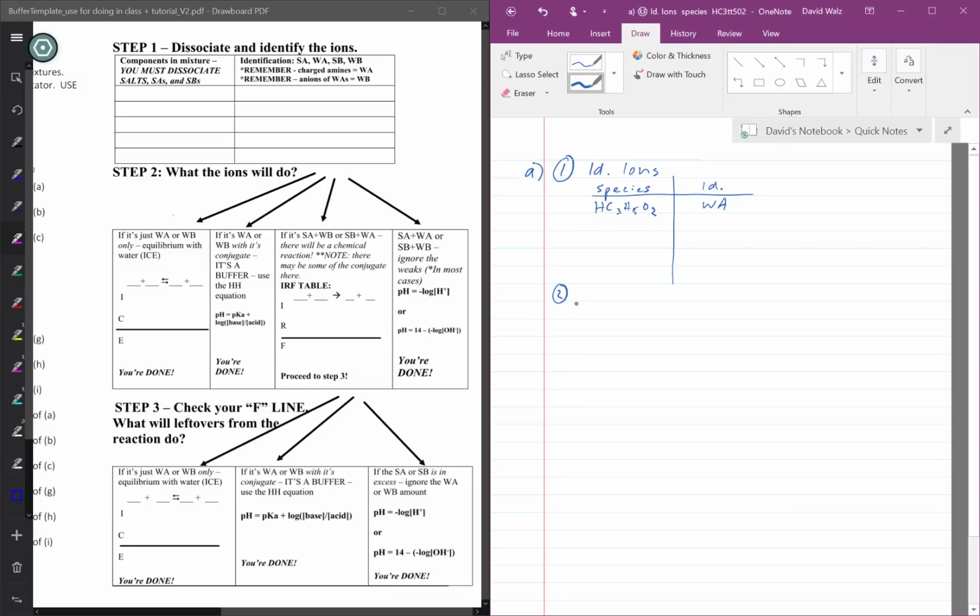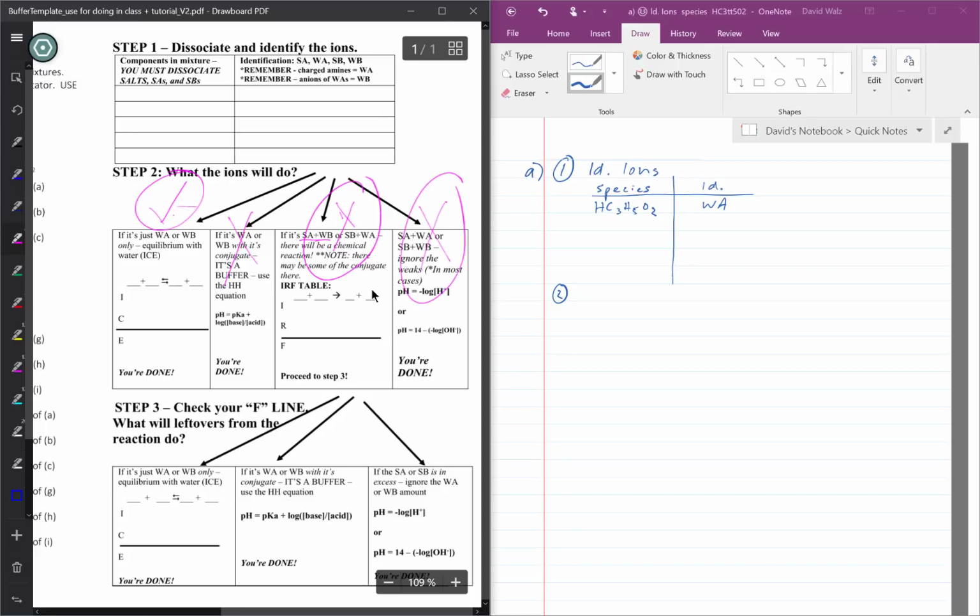All right, step 2: what will the ions do? For this example, we're in this column right here. We don't have a conjugate. We don't have a strong acid and a weak base. If we had OH with this, then that would be this column, but we don't. And we don't have a strong acid and a weak acid. If we had HCl with our propanoic acid, then this would be us, but it's not. So this is the route we're going to go. It's just a simple ICE table on this problem, based on the identity.